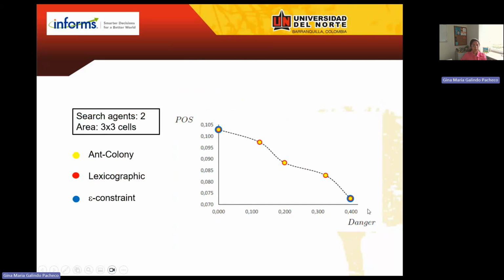Here we have the first objective about the risk. The second objective is here, which relates to successfully finding the person. And then here we have the Pareto front from the three different solution approaches. As you can see, the lexicographic method was able to find the extreme points of the Pareto front, and the ant colony and the epsilon constraint were also able to find extreme points, and the ant colony and lexicographic were able to find the same points of the Pareto front. This is for small instances.